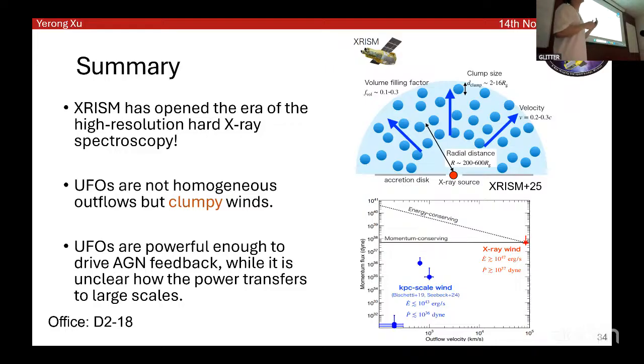The message I would like you to take away is that XRISM has opened the era of high-resolution hard X-ray spectroscopy, and UFOs are not homogeneous outflows but clumpy winds. They are powerful enough to drive the AGN feedback, but we still don't know how the power is transferred into large scales. That's all about my talk today.